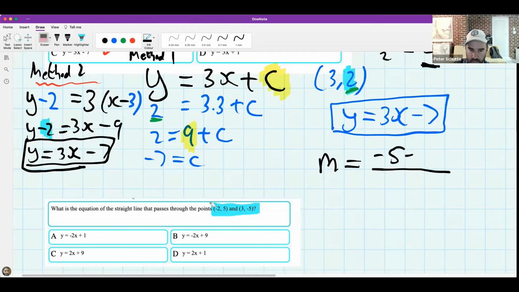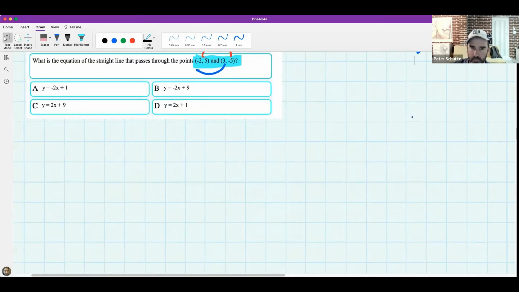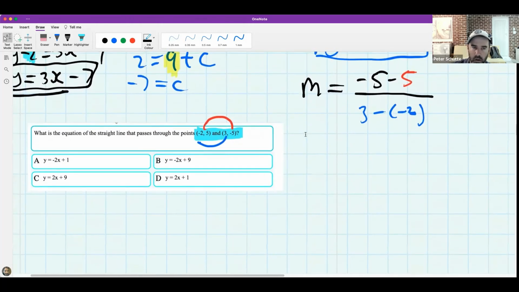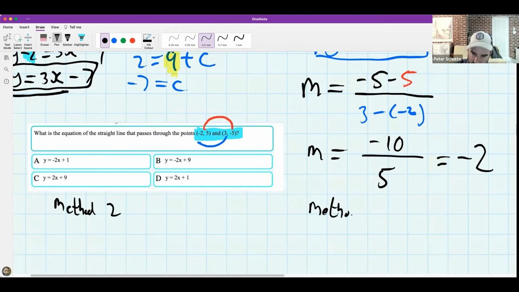Oh, wait, I'm making a silly mistake. Look at me. 3 minus 2 is 5, minus 5 is minus 10, minus 2. So, call this method 2. Method 1.